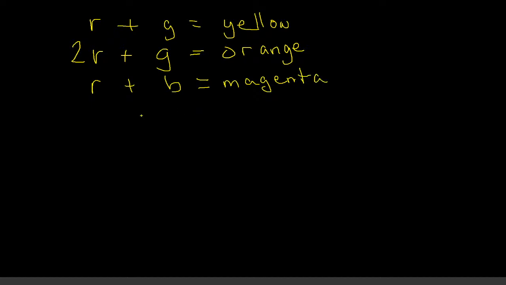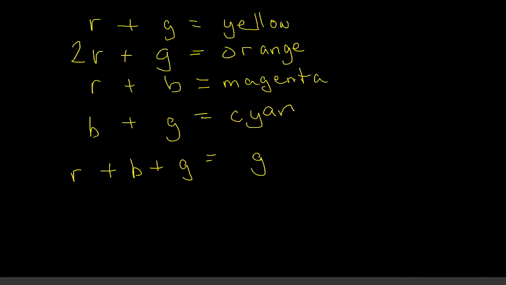So if we have equal intensities of red and blue, that's going to be somewhere in my magenta family. If we have equal intensities of blue and green, that's going to be somewhere in my cyan family. And then if we have equal representation of all of them, red plus blue plus green in equal amounts, that's going to be somewhere in the grayscale.